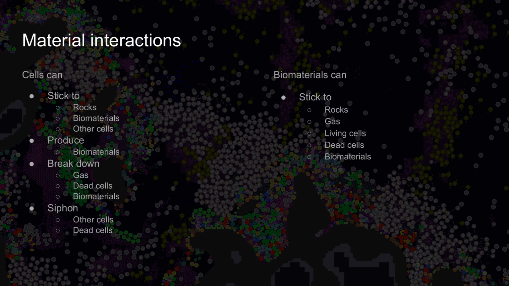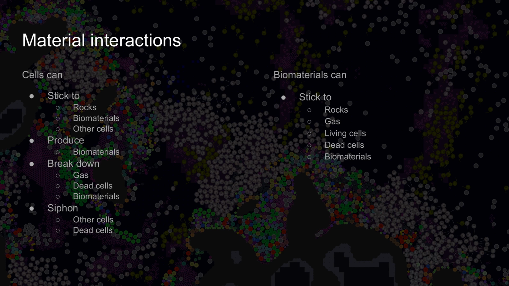Materials can interact in a variety of ways. Living cells can stick to objects, produce biomaterials, or break down world objects that contain energy inside. They can also siphon out energy directly from living or dead cells. These interactions are decided by the DNA of the cell. Each interaction requires an organelle to perform.